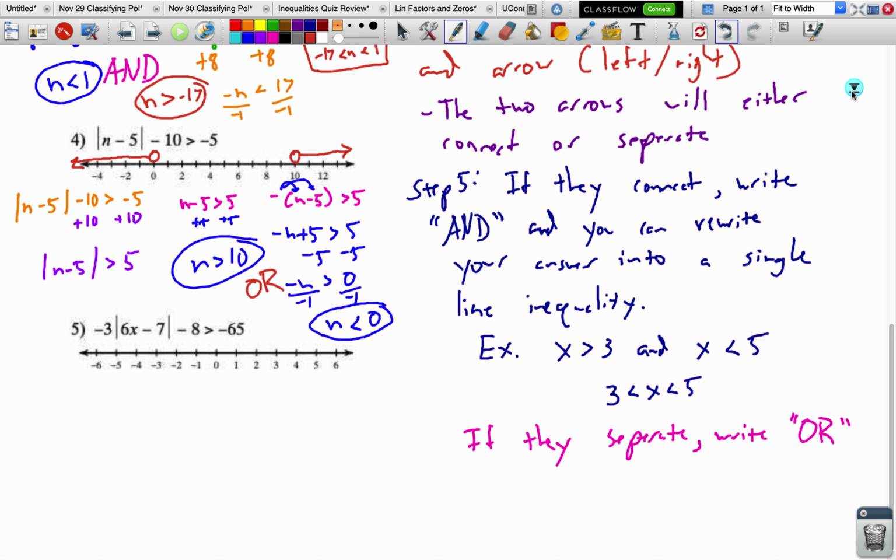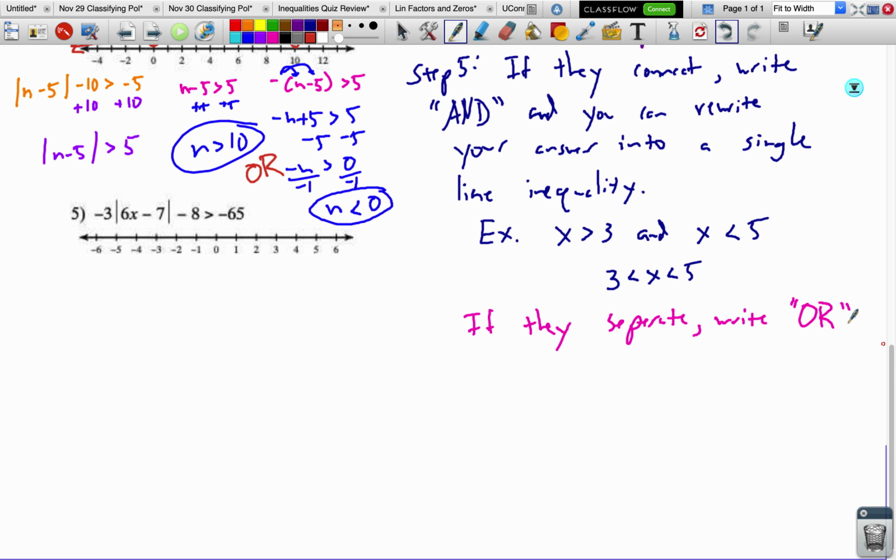And our last one, negative 3 times the absolute value of 6x minus 7, minus 8, is greater than negative 65. I need to isolate my absolute value bracket, so I'm going to add 8 to both sides to start. Moving the constant is always easiest, so negative 3 times the absolute value of 6x minus 7 is greater than negative 57.